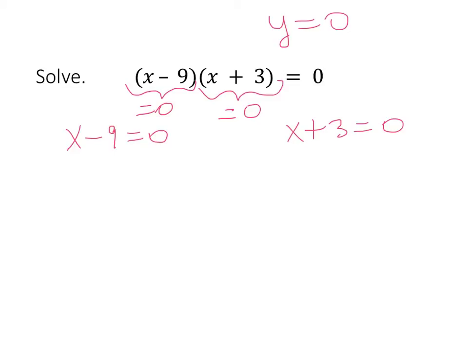Now what you're going to do is take each of those and solve them independently. So for this one right here, we're going to move the 9 over. So you add 9 on both sides and you end up with x equals 9. And for this next one right here, we have x equals -3. You subtract 3 on both sides. All right, let's go to the next one.